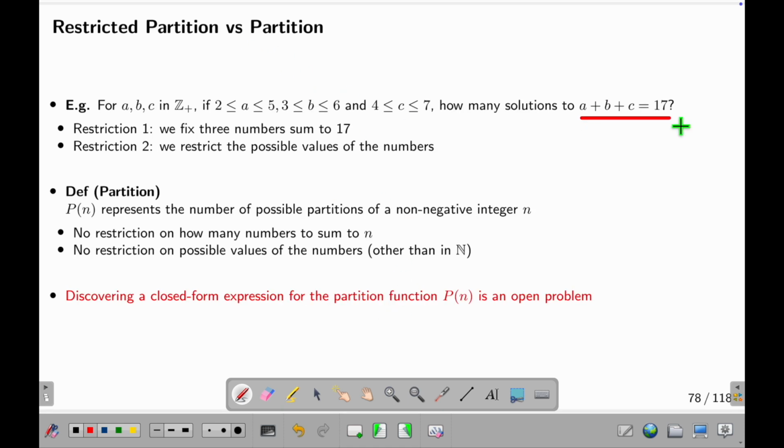This kind of problem is called restricted partition. That means what? I want to split 17 into A, B, C, but with this constraint, restriction. If there is no restriction, then I remove the word restricted. It is a partition. P(n) means how many ways you can split n into a sum of non-negative integers. Let me tell you, you may know permutation, combination, arrangement, repetition. Why didn't I talk about partition? Because partition is a Nobel Prize level problem.